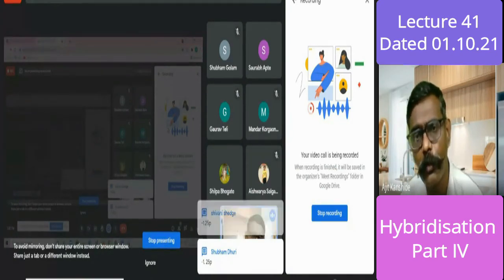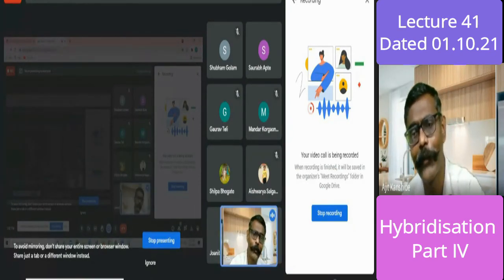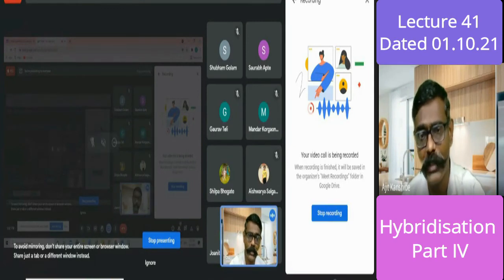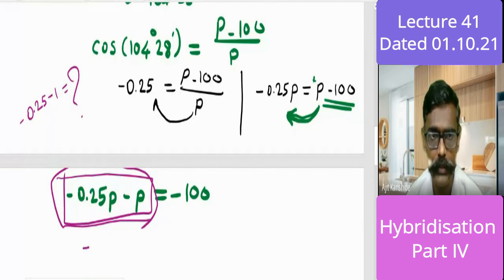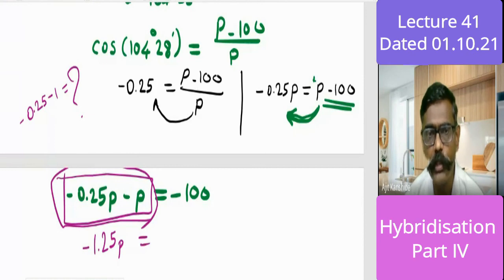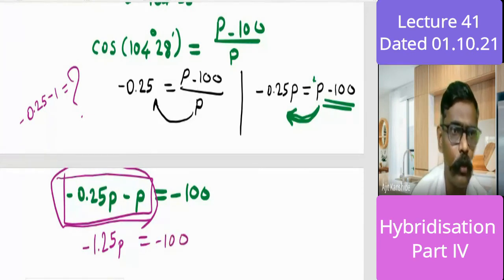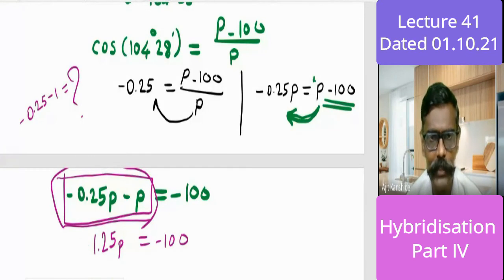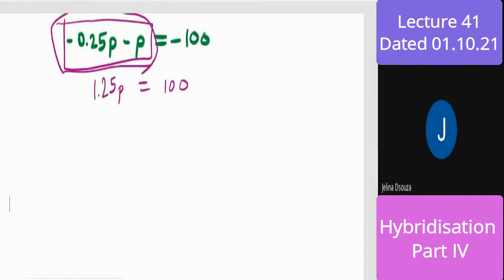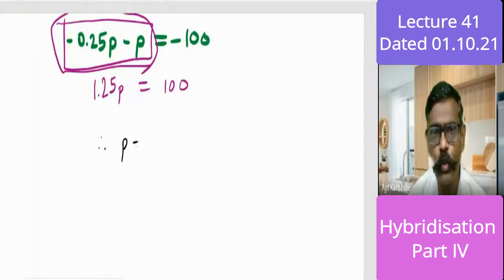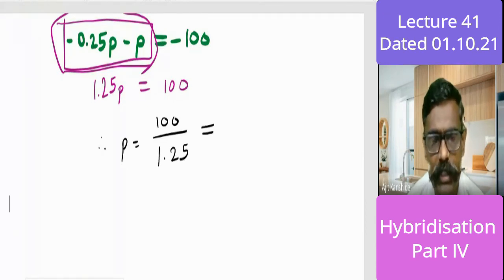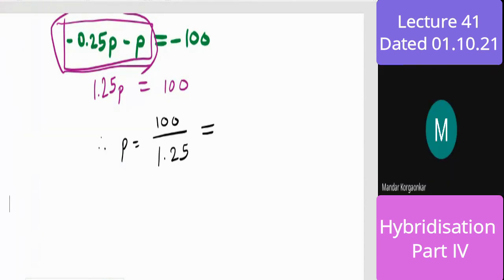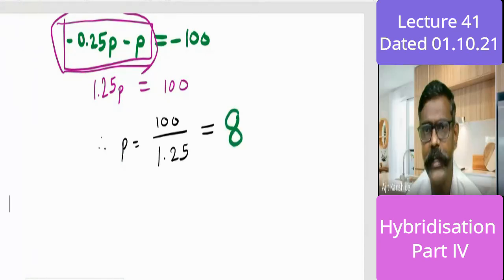Now I came to the Google presentation screen, and therefore I come to know you are giving answers in the chat box. I said when I'm giving a presentation, at that time you have to talk. Yes, I write your answer: minus 1.25 P, which is equal to minus 100. What I do now: the minus sign is on both sides, so I cancel those signs. Are you understanding what I'm saying? Yes, sir. Therefore, P is equal to 100 divided by 1.25. What is the answer of that? 100 divided by 1.25 is 80. Yes, it is 80%.